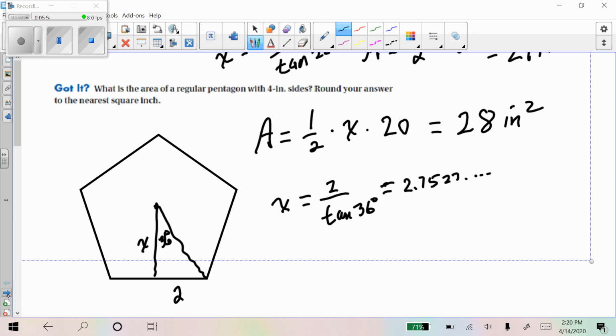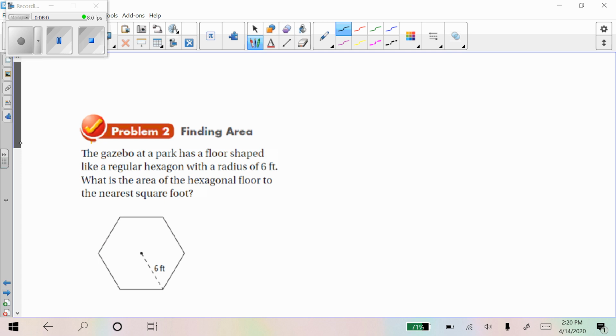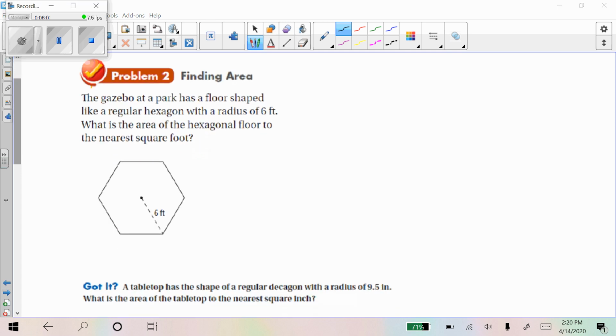All right, let's try another one here. On problem 2, we're given a radius of this hexagon, and we want to find the area. So let's draw on that little triangle. And in this case, we don't really need to use trig here, but since that's what we're practicing, we're going to do it. The reason we don't need to is because it's 30, 60, 90. But let's get the apothem we need.